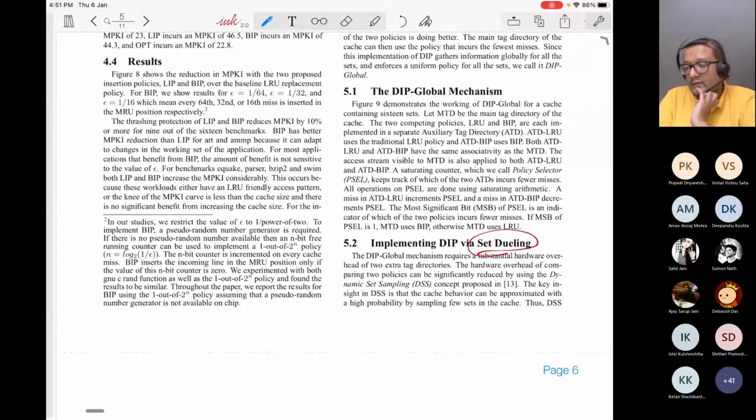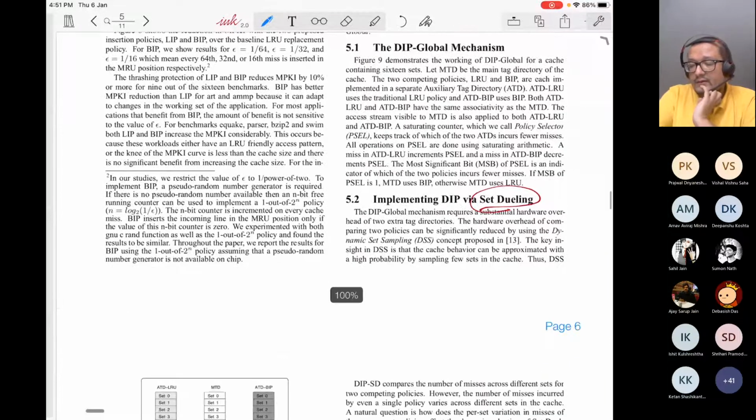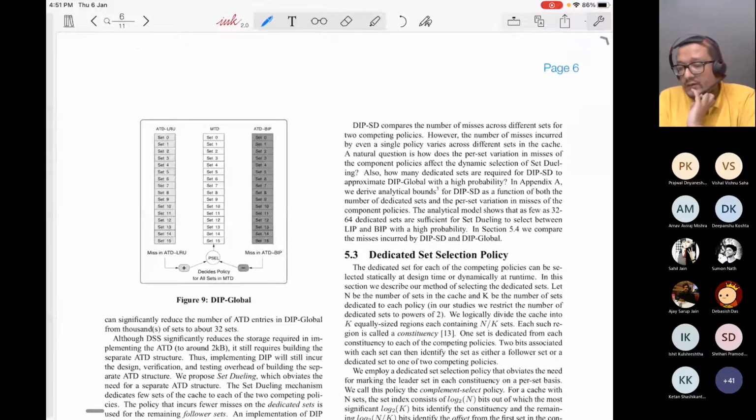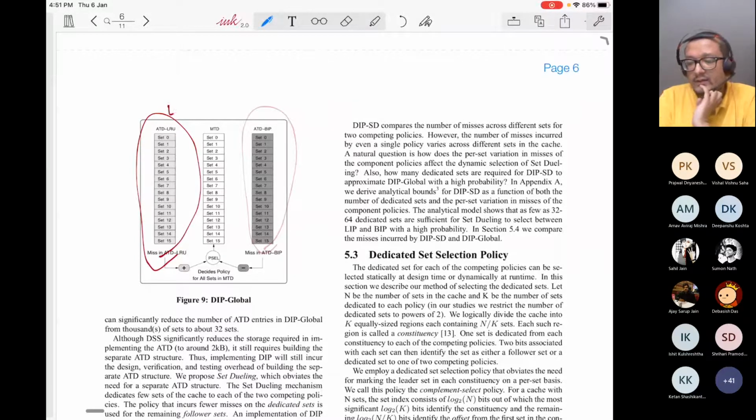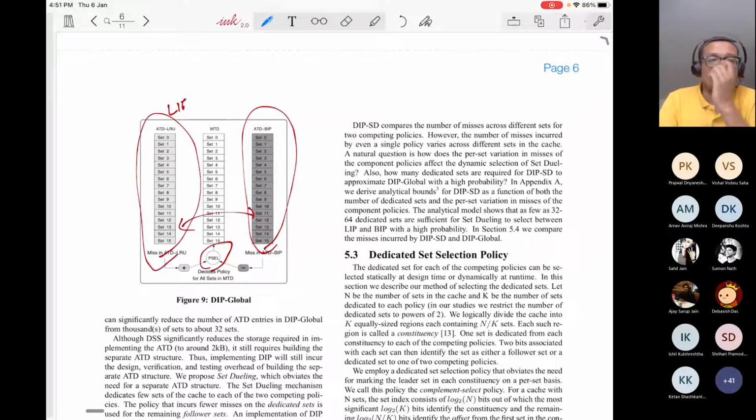So set dueling, if you look at it at a high level, says there are a few sets which are using the LRU policy, and a few sets which are using the BIP policy. LRU meaning LIP, where you are inserting the block in the LRU position. Based on which policy is doing good in those sets, the rest of the sets follow the winner of these two. It's like a multiplexer, right?